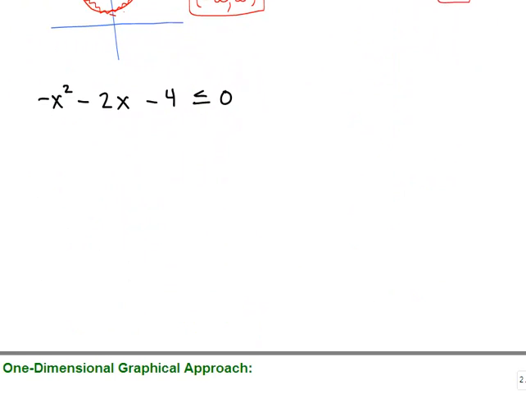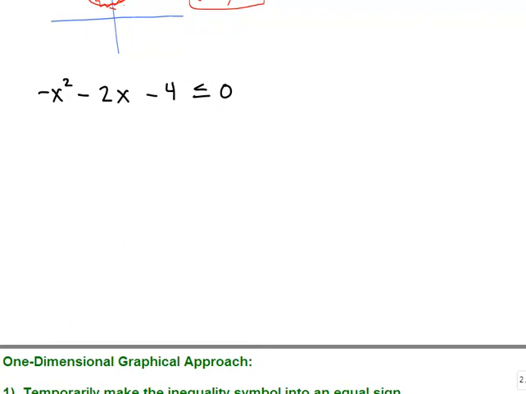Alright, let's try one last example with this two-dimensional approach. Again, you want to make sure you have a 0 first, which we do here. Once you do, you're going to label f of x equals your function, and you're going to find your x-intercepts. This doesn't look like it's going to factor, so let's try that quadratic formula.